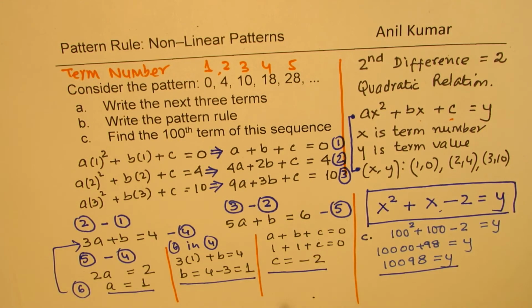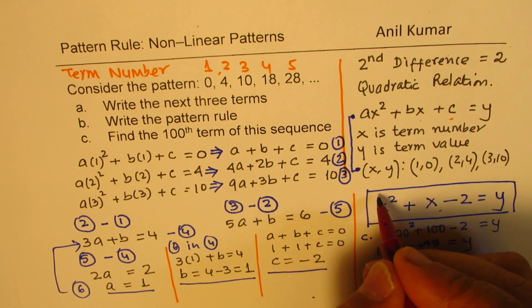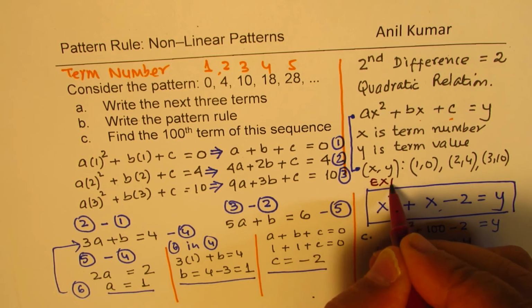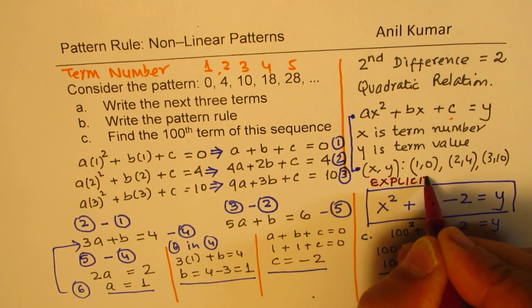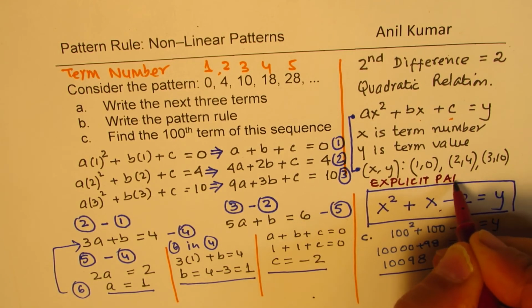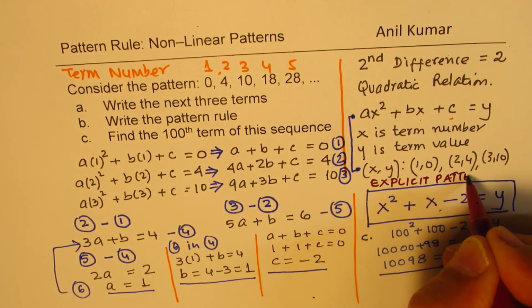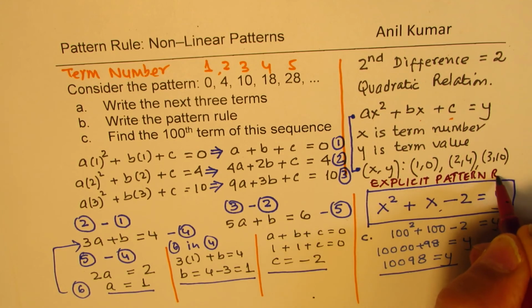So that is how we could actually find the equation and also the term. And this is what we call the explicit pattern rule, right? So this is our explicit pattern rule. Clear?